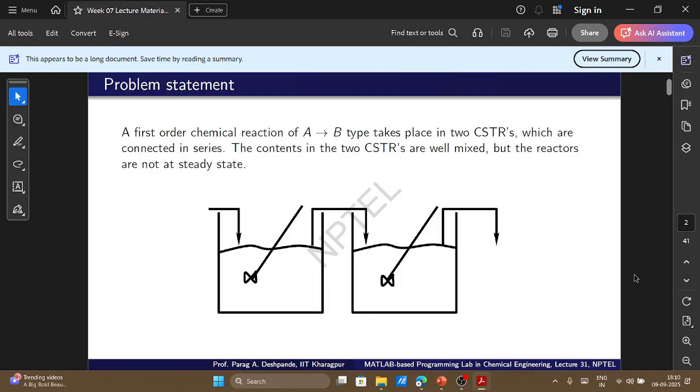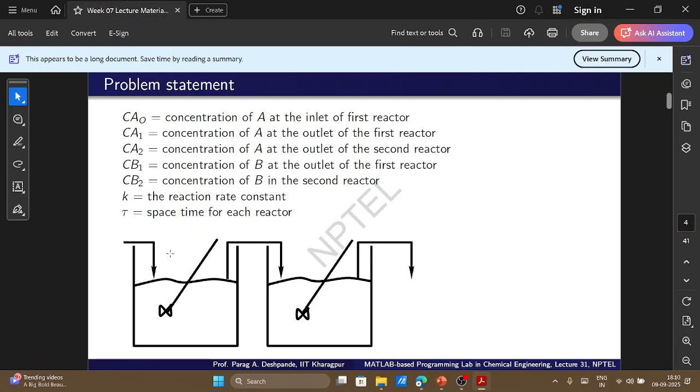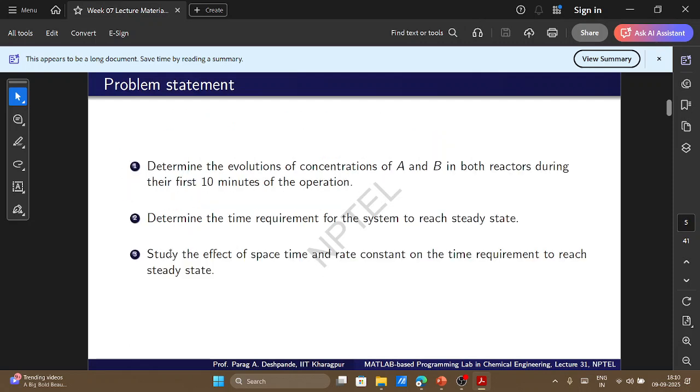Here in this problem, you have been given two CSTRs in series. You are looking at the initial conditions when you start the CSTR, before the steady state is achieved in your system. Then when you write your mass balance and energy balance equations, since steady state has not been achieved, you have this differential term with respect to time, and your task was to understand how the concentration and temperature evolve with time.